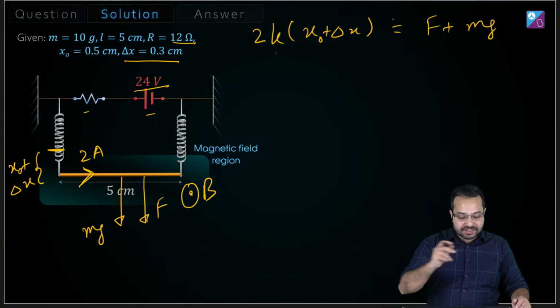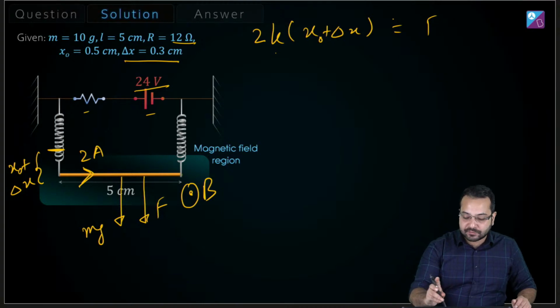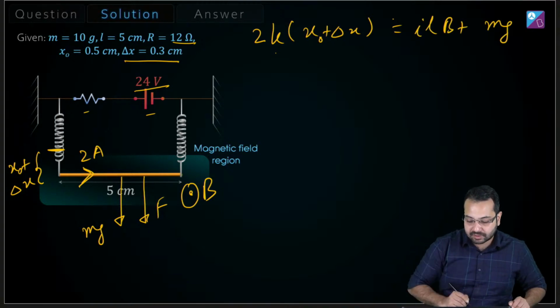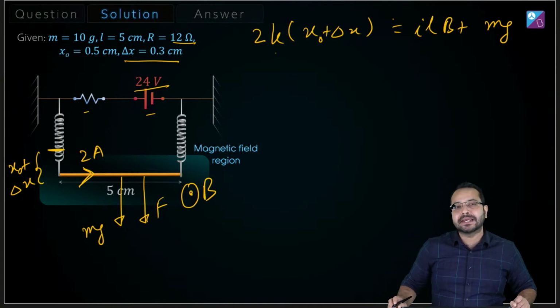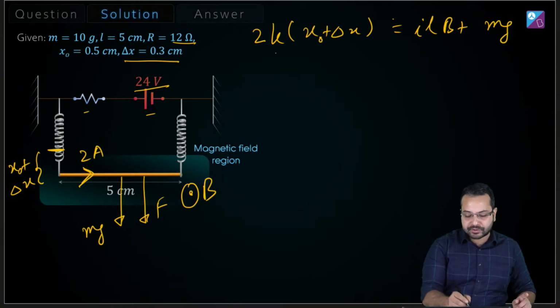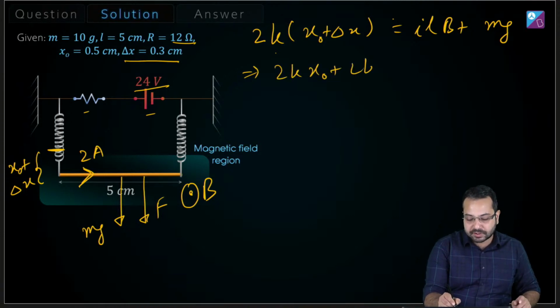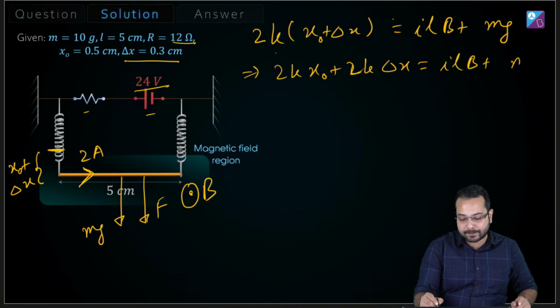Okay, and what is the value of F over here? The value of F over here is going to be ILB. Is that correct? The value of F here is going to be ILB. Perfect. Okay, so from here what do we get? We get 2k x naught plus 2k delta x is equal to ILB plus mg.